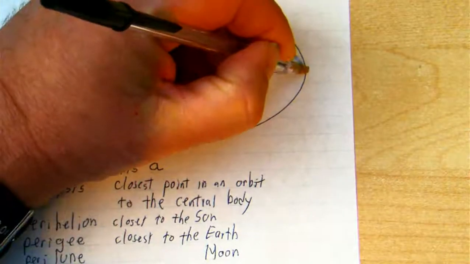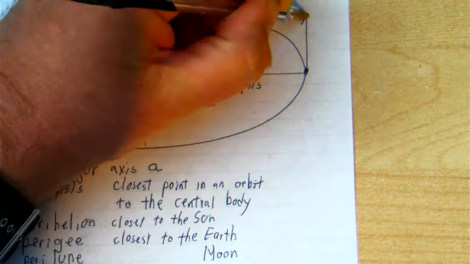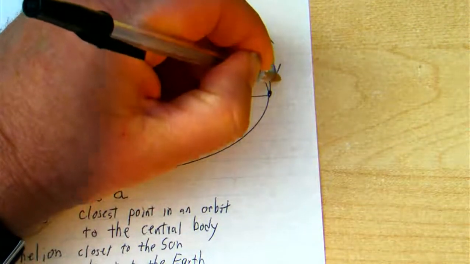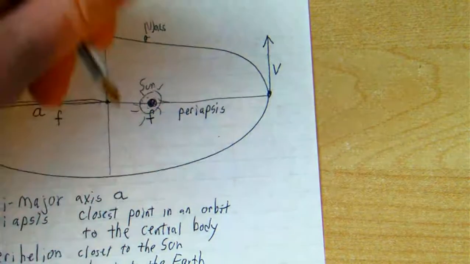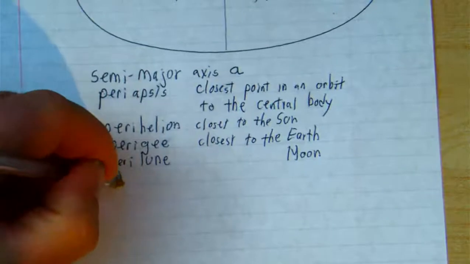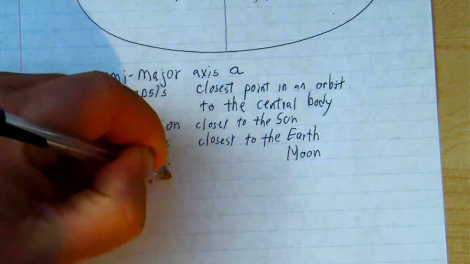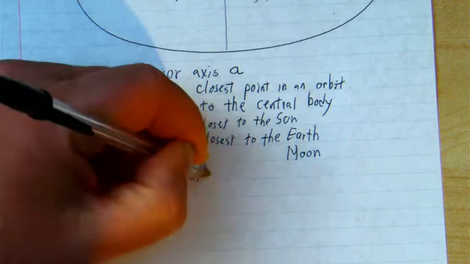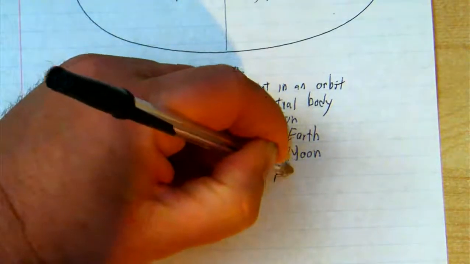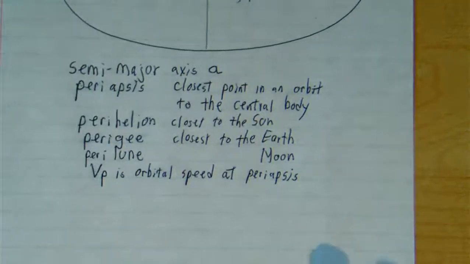So here at periapsis, your tangential speed is the fastest that it's going to be. And we would call that your speed at periapsis. I'll just put lowercase letter p. So v sub p is orbital speed at periapsis, no matter what central body you're orbiting. Nice.